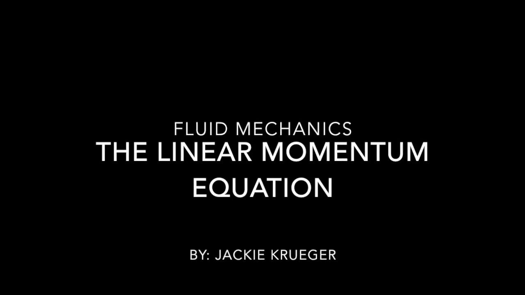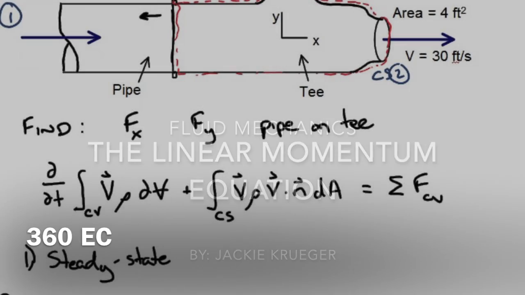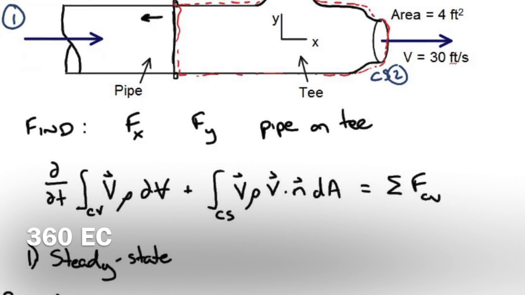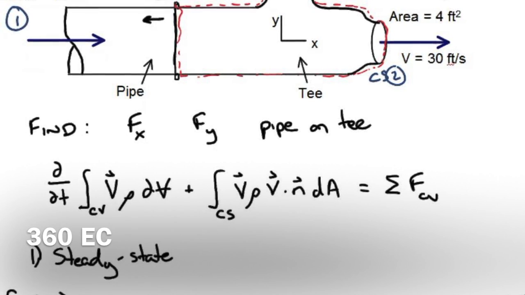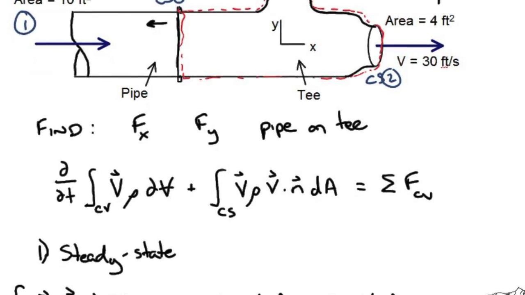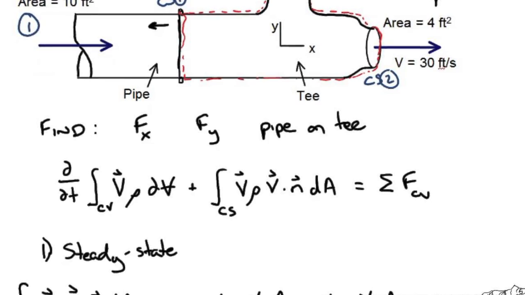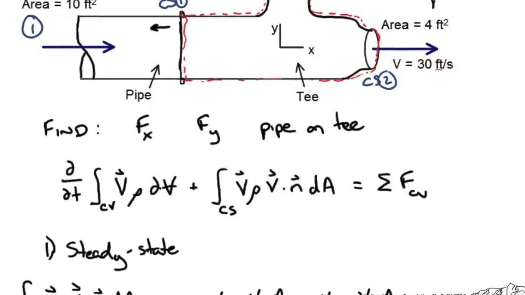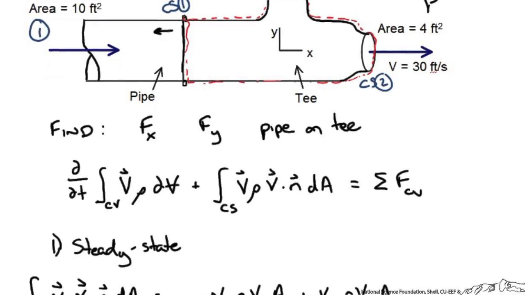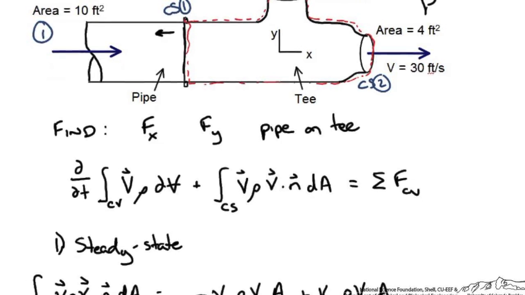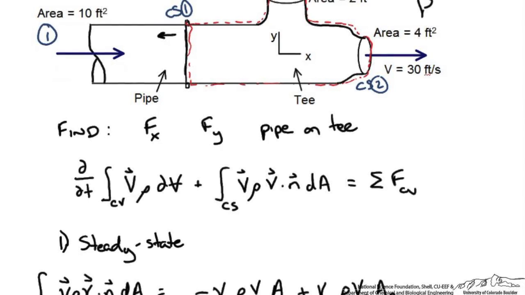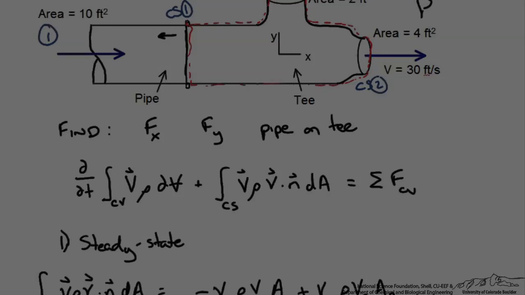I will discuss the linear momentum equation. The linear momentum equation takes the form of Newton's second law for a fluid in a control volume that is non-deformable and coincident. The equation, in other words, is a time rate of change of the linear momentum in the control volume plus the net rate of flow of linear momentum through the control surface, and it equals the sum of external forces acting on the system.